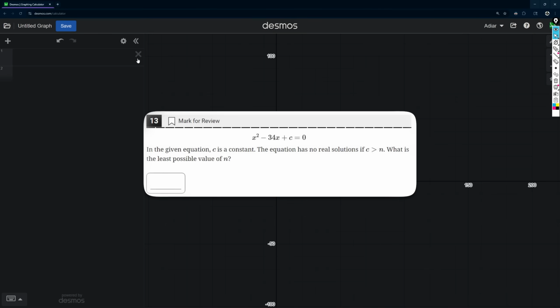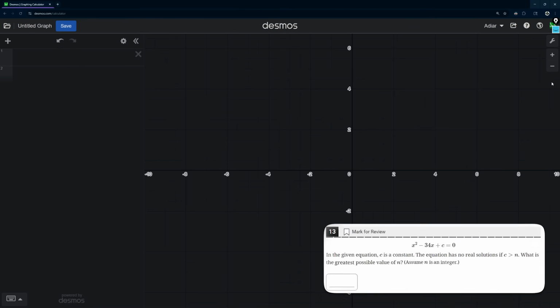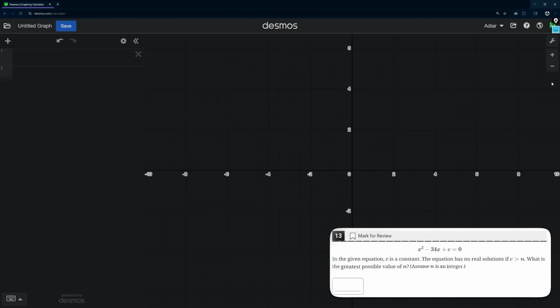What we're going to do to make this problem actually doable is assume that the question instead says, what is the greatest possible value of n, assuming that n is an integer. And these are the two pieces of information that we need to change a little bit to make this question solvable. So this one uses the discriminant.